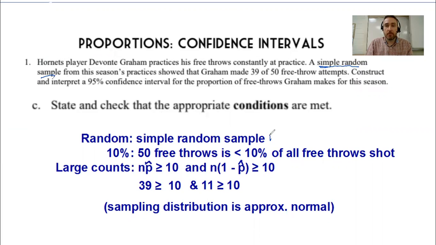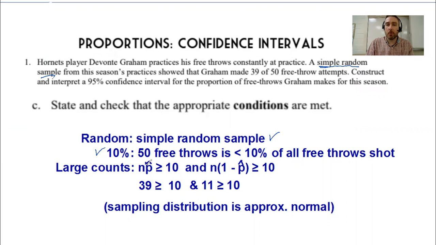So that checks off. 10%. While there were 50 free throw attempts, we can assume, we hope, that that's less than 10% of the free throw shots. But if not, these are independent shots, so we should be all right in this situation. So 10% is met.